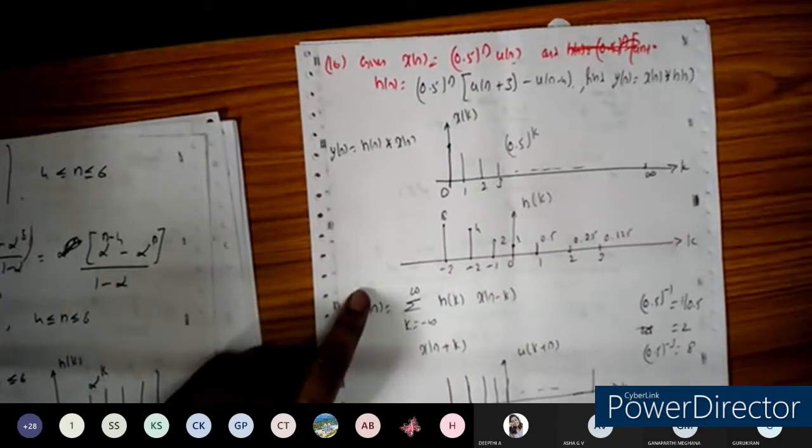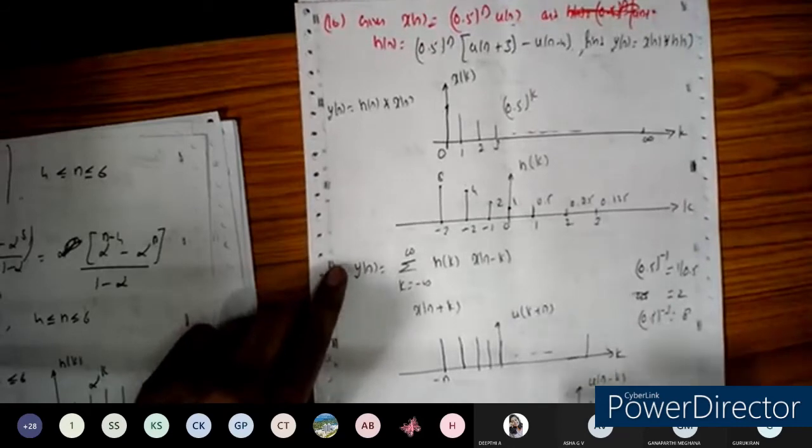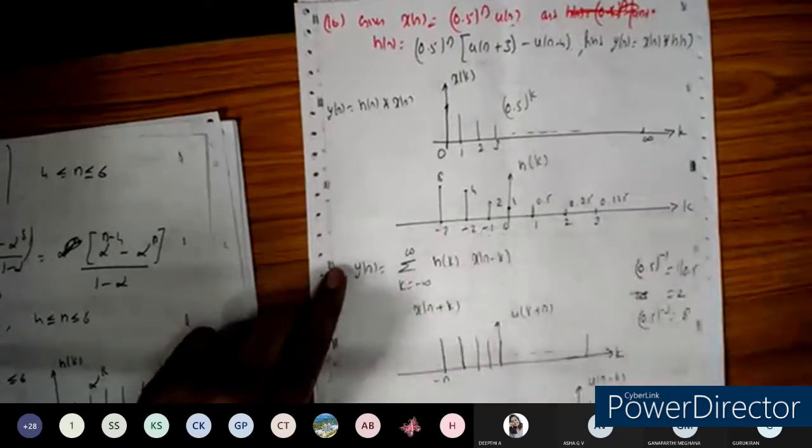Done. Next, u of n minus k: when I take the reflection, it will become u of n minus k, so this will go to the positive side here. We already did this in the previous problem. So n can take values like this up to infinity. This is n, this is minus k, assuming this is minus infinity, and the corresponding amplitude is 1 here. We don't know the value of n yet, so we take the value of n based on this sequence.